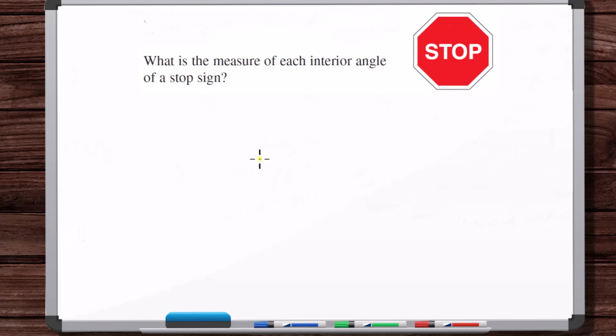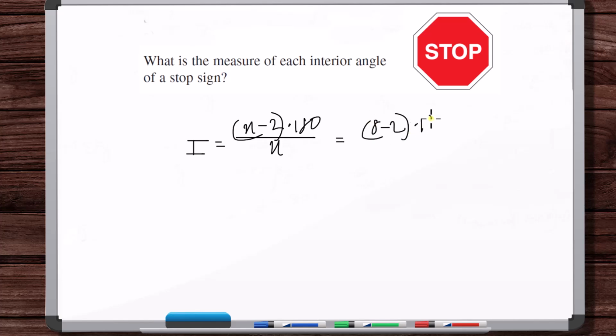So we know the interior angles are going to be the same measure. So what we can do is use the relation of n minus 2 times 180 divided by n, the measure of each interior angle of a regular polygon. In this case, n is going to be equal to 8. The numerator is the sum of all the interior angles, but since they're all equal, we just divide by the number of interior angles. So we've got 8 minus 2 times 180 divided by 8. So 6 times 180 divided by 8.